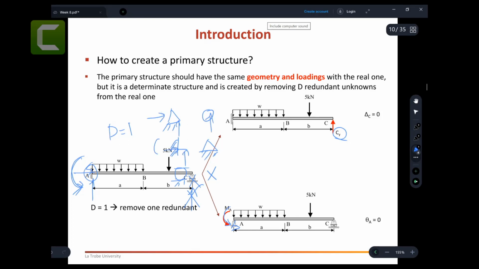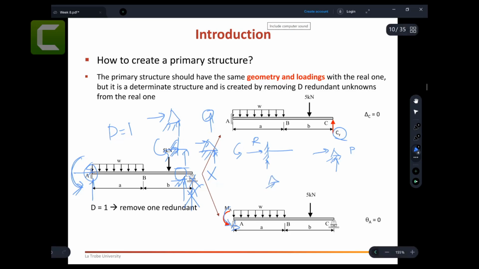Here you have 3 reaction forces, it becomes 2 reaction forces. I hope you understand that is 0. So if you have a fixed support in the real structure, you can make it a pin support in the primary structure. So this is primary, this is real, because here you have 1, 2, and 3. So you are 1 and 2.